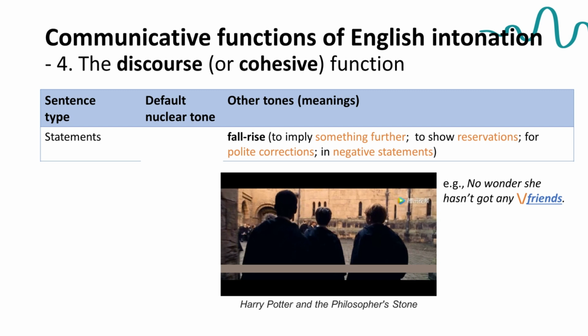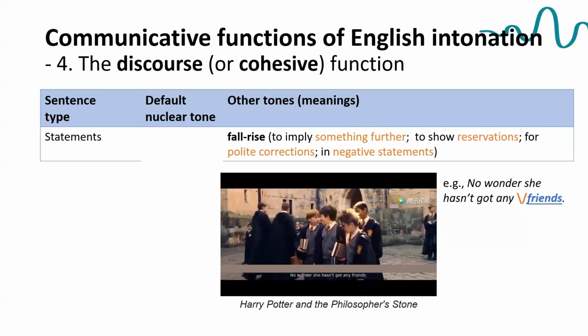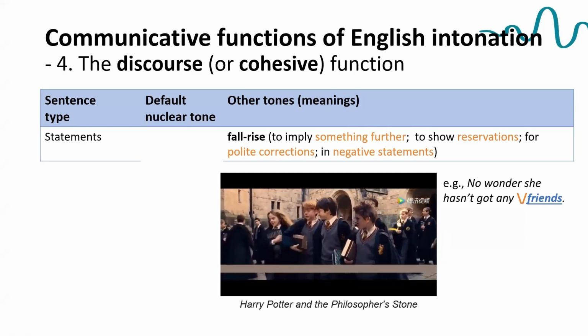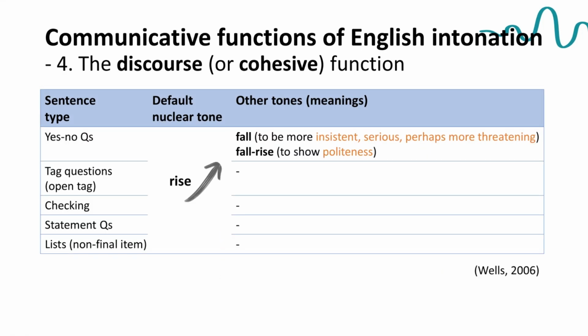We can hear a small rise at the end of "friends". This is a negative statement. Ron here uses a full rise to make a guess as to why Hermione hasn't got any friends. No wonder she hasn't got any friends. A yes-no question can be said with a full fall to be more insistent, serious, perhaps more threatening.